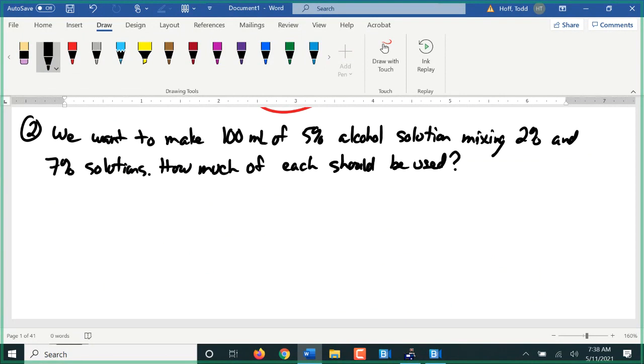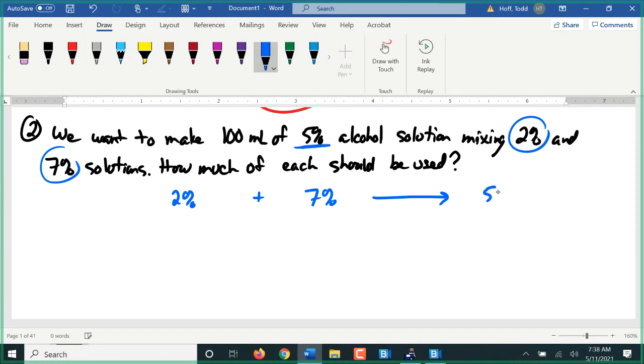So again, we start off by looking at the concentrations, identifying what we're mixing, and what our desired result is in the problem. So here we are mixing 2% and 7% solutions. Now notice I'm not using an equal sign here, I'm using an arrow because 2 plus 7 does not equal 5, but our resulting solution is 5%.